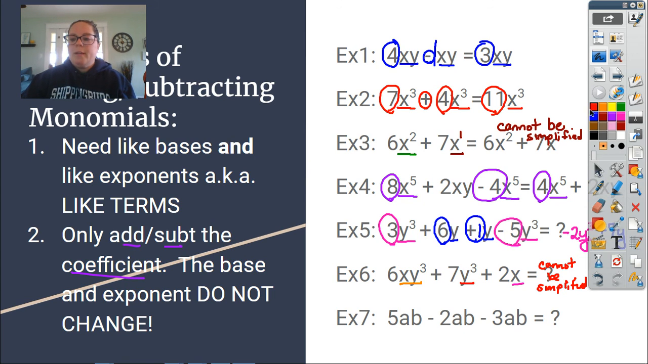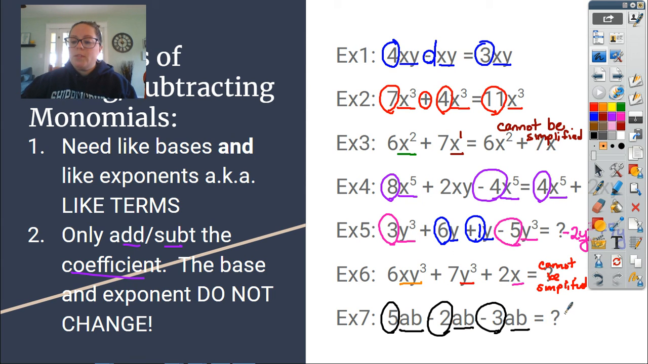Last example of adding or subtracting, and this is something that sometimes boggles people's minds. So in this problem, I have a monomial with a base a and a base b with exponents of 1. Here, I also have an ab, and also here. So I can actually combine all of these to make one answer. So I've got a 5, I've got a minus 2, and I've got a minus 3. When I do 5 minus 2 minus 3, it gives me 0. So actually, all of these totally cancel out.